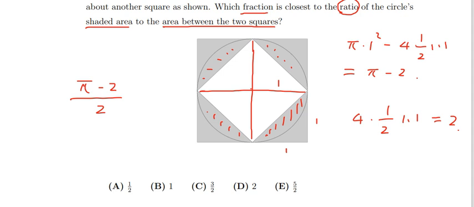So the question is, close to which number? We can say pi is roughly 3.14. So 1.14 over 2, so just close to, I think, close to half, right? Okay. So we stop here.